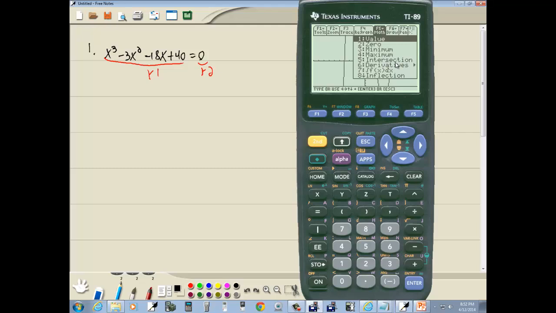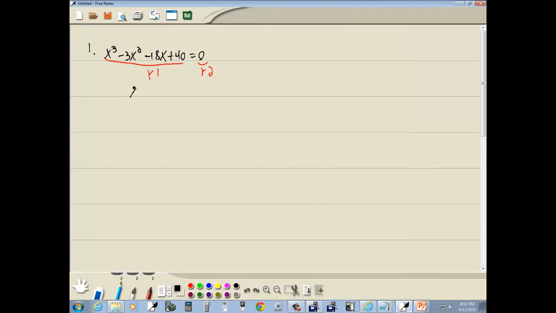Now I want to choose intersection, which is the 5th one, so I'll press 5. Now it says first curve, so I'll do enter. It says second curve, so I'll do enter. Now for lower bound, I want to find this one over here, so I'm going to use my left arrow key and move my cursor to the left of the answer, like right there, and then press enter. It asks us for upper bound, so I'll move my cursor to the right of it and press enter. And it comes back and tells us the intersection, xc, is -4. So our first answer is -4.